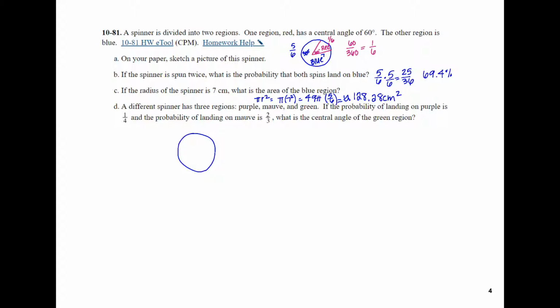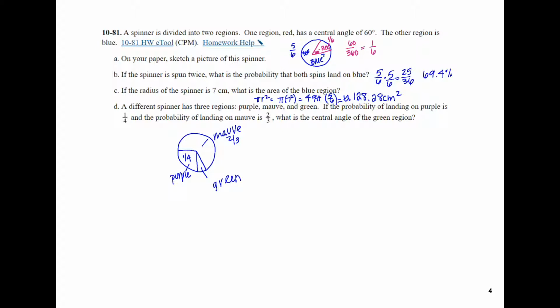If the probability of landing on purple is 1/4, so if we draw our diagram and mark off our purple, that is 1/4. And then 2/3 is mauve. So purple, mauve, and then our last area is our green region. So it wants to know what is the central angle of the green region.